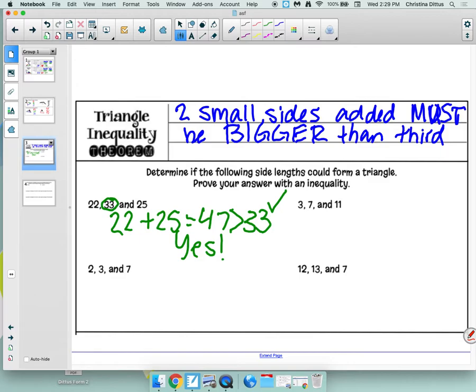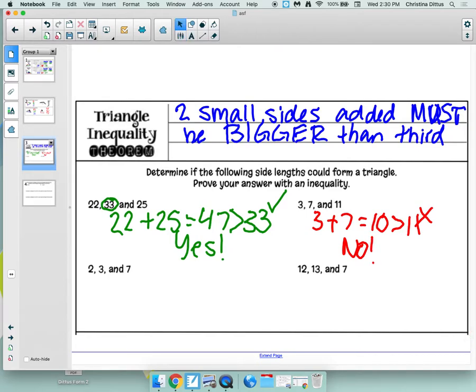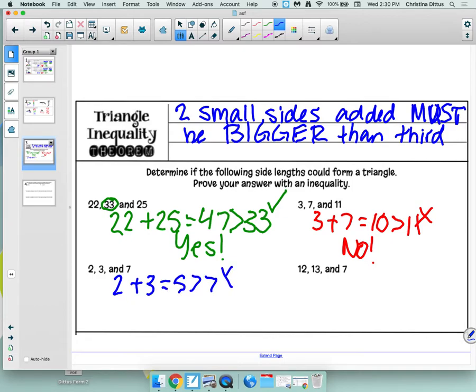Alright, the two small numbers here are 3 and 7. 3 plus 7 is 10. Is 10 bigger than the third side, 11? No. Can I have a triangle? No. What am I adding? 2 and 3. 2 and 3 gives me 5. Is 5 bigger than 7, my third one? No. Can I have a triangle? No.